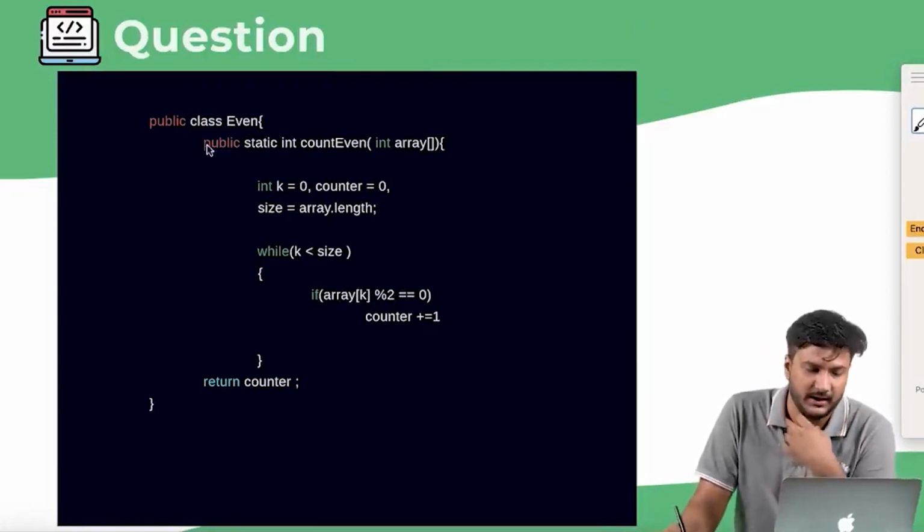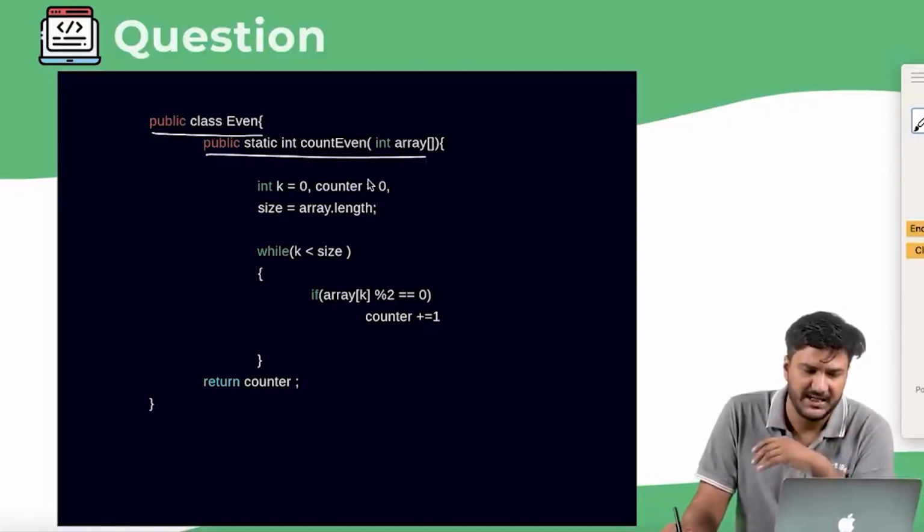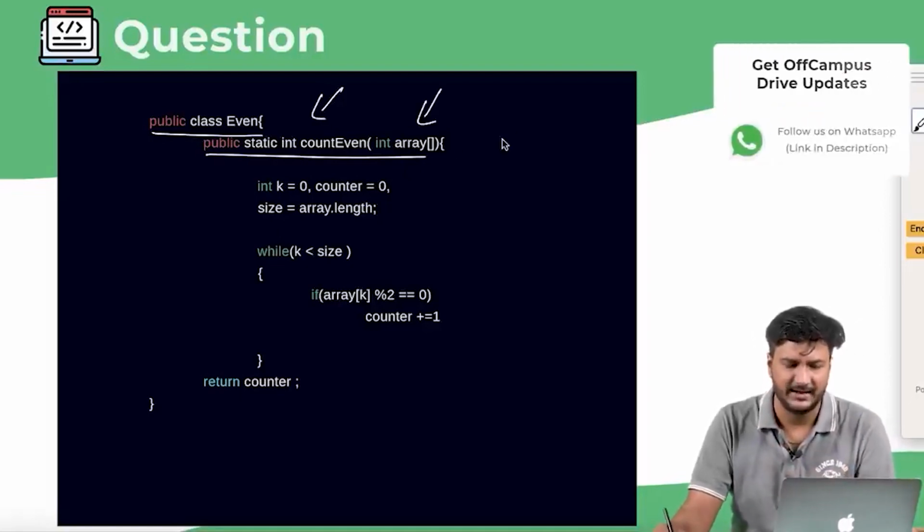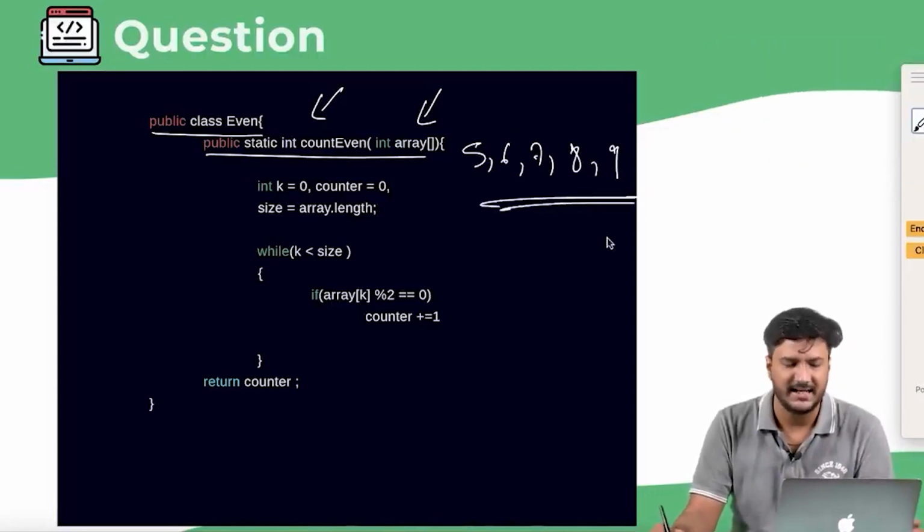So obviously this would be understandable by all the people, even if you are C, C++ or Java, right? You would understand because everything is the same, right? So there's public class, PSVM and all of these, right? So the first thing that you're getting here is the array, right? So let's say 5, 6, 7, 8, 9. So that's exactly how the array you are getting.